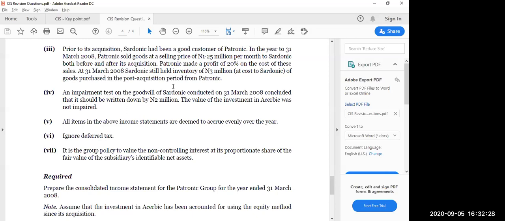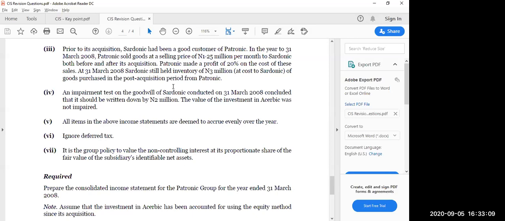Remember, there are 2 things you need to do when there is a sale of inventory. First, eliminate the sales value. Secondly, calculate the unrealized profit and add it to cost of sales. Once you have done those 2 things, ladies and gentlemen, you don't finish anything relating to sales of inventory. It is done. So the first thing we must do is to calculate the sales value between Patronic and Sardonic after the date of acquisition.